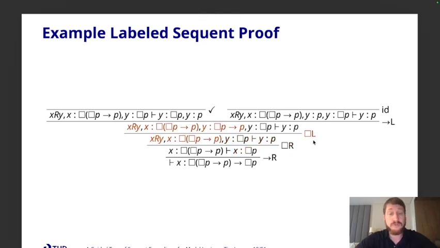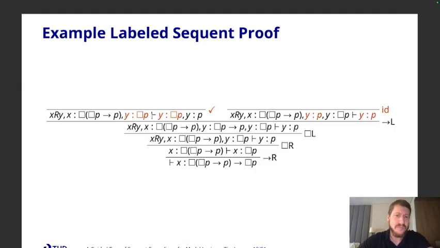Applying the box left rule bottom up allows me to take xRy and take this box formula and unpack its contents at y. And then if I apply the implication left rule here, it introduces a box p on the right-hand side here and a y:p on the left-hand side here. I can see that this is an instance of ID because I have the same atom occurring on the left and the right.